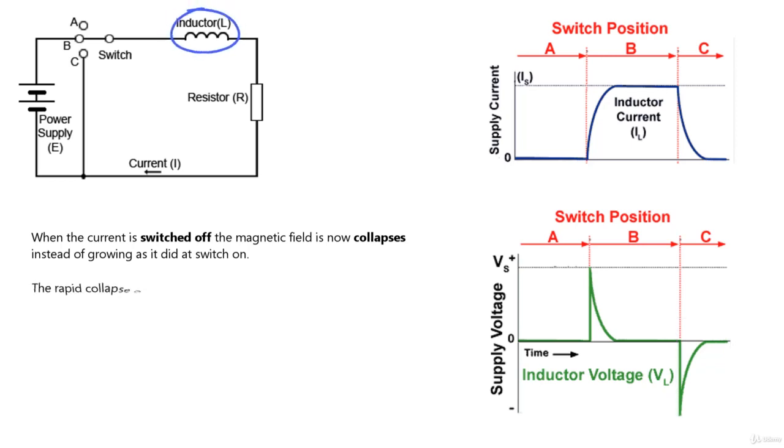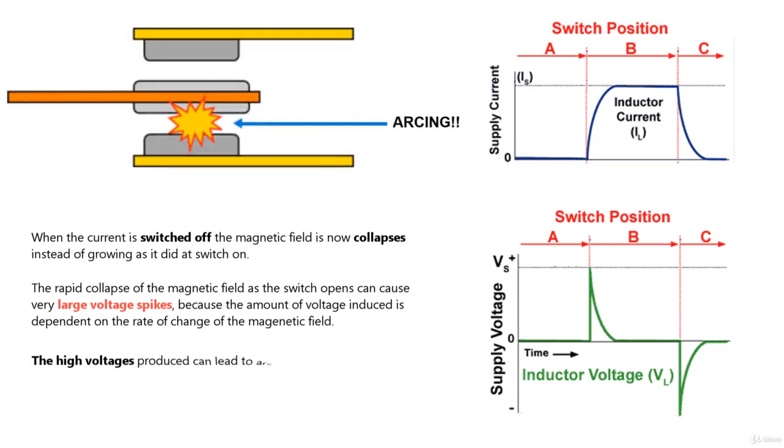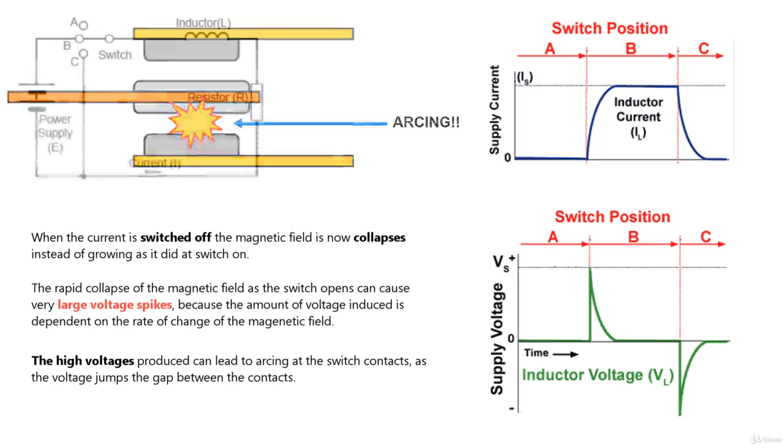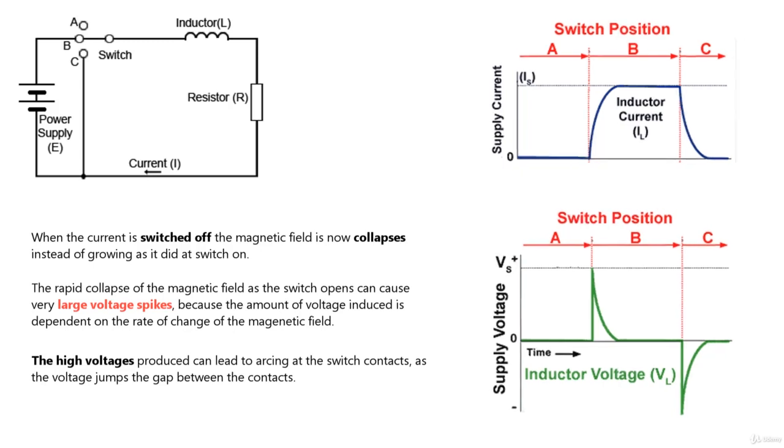The rapid collapse of the magnetic field as the switch opens can cause very large voltage spikes, because the amount of voltage induced is dependent on the rate of change of the magnetic field. The high voltages produced can lead to arcing at the switch contacts, as the voltage jumps the gap between the contacts. These large voltage spikes can also damage other components in a circuit, especially semiconductors, so care must be taken in the design of circuits containing inductors or driving inductive loads to prevent these spikes. So let me show you a practical example of when this back EMF introduces problems, and I will show you as well how to prevent it.